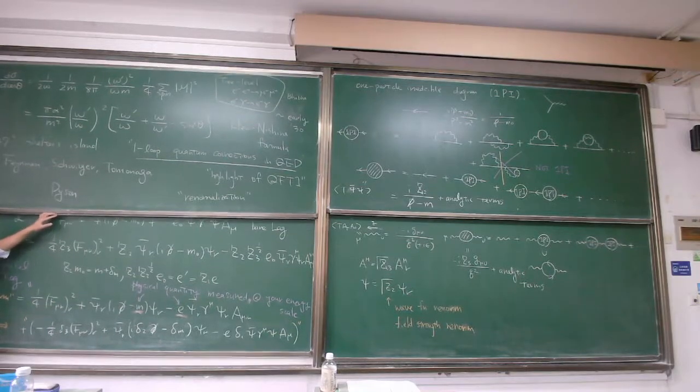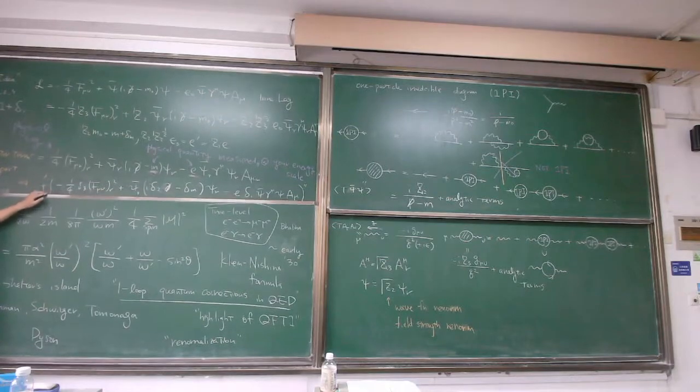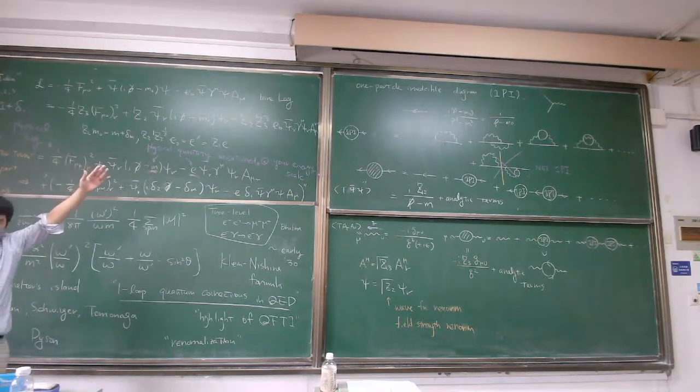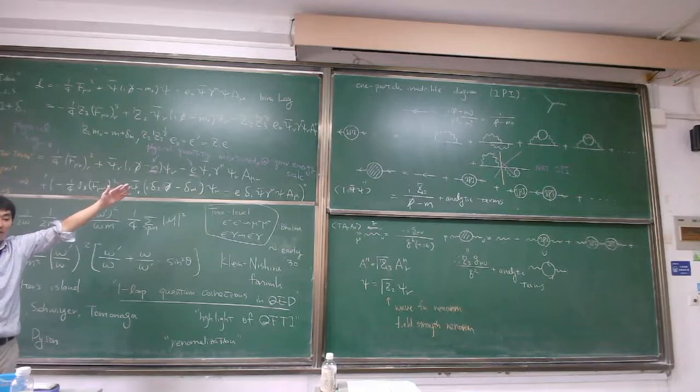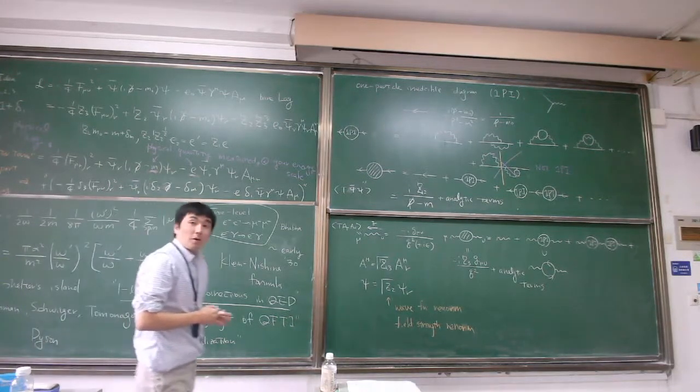So compare high energy and low energy and get rid of all the high energy contribution we cannot measure. That's the idea of renormalization, or quantum correction. That's what we are going to do.